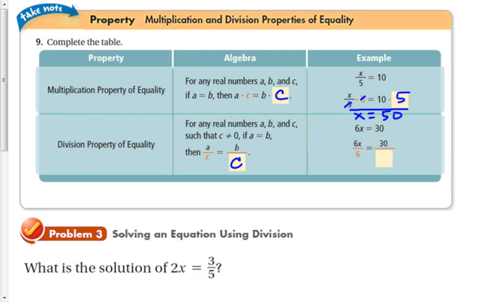And you can also divide by the same thing. In this case, that'd be 6. Now, notice here 6 divided by 6 would be 1x. And 1 times x is just x. So again, I get the solution equation there.